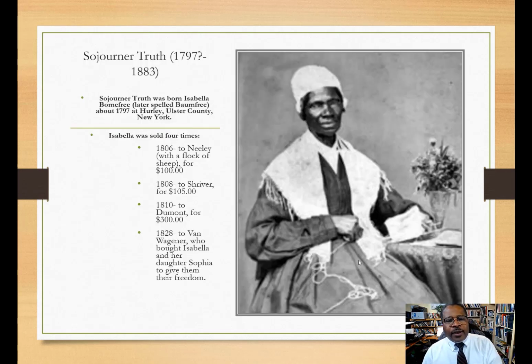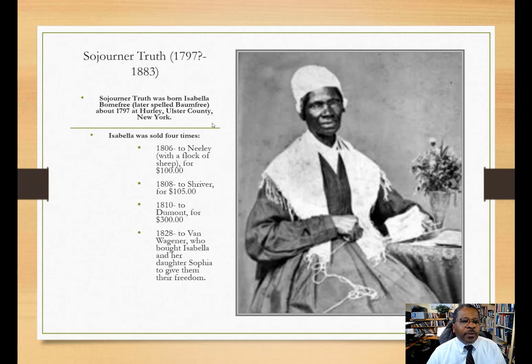People like Sojourner Truth, again, an enslaved woman from New York, not from the South. She was a New York slave. New York was one of the largest slave-owning states in the North until it abolished slavery in the 1820s.